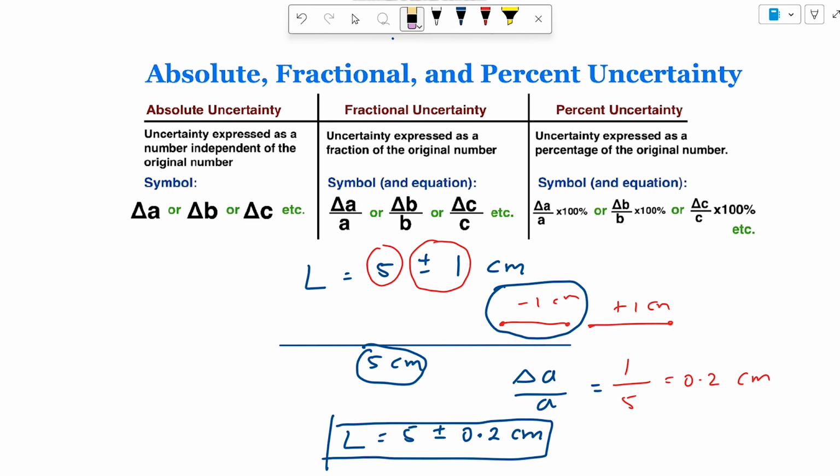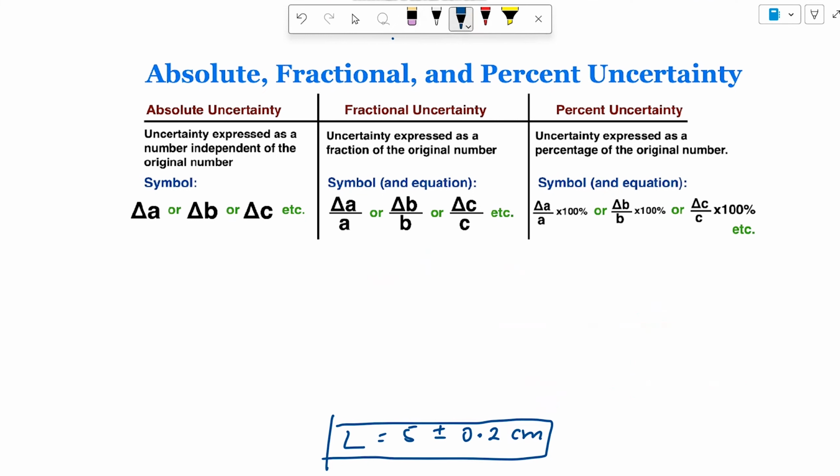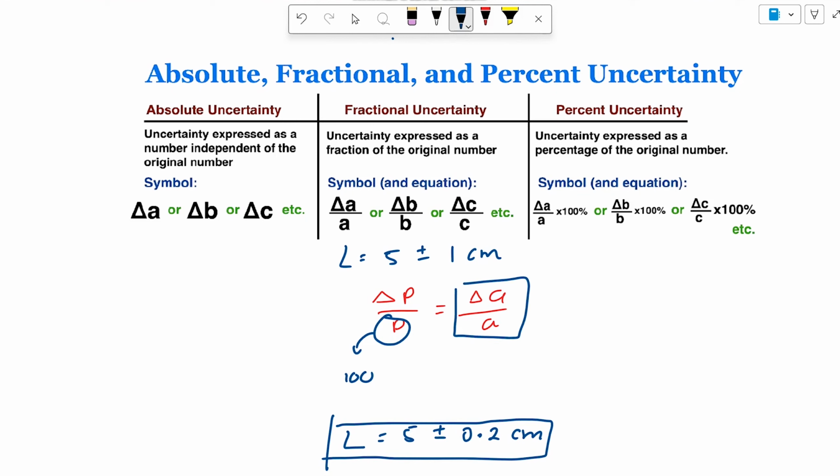Now, what about the percentage uncertainty? Well, I'm just going to write the length again. So we have 5 plus minus 1 centimeter. To do the percentage uncertainty, I want you to remember this formula right here. Delta P over P is equal to delta A over A, where P is equal to 100 and delta A over A is your fractional uncertainty.